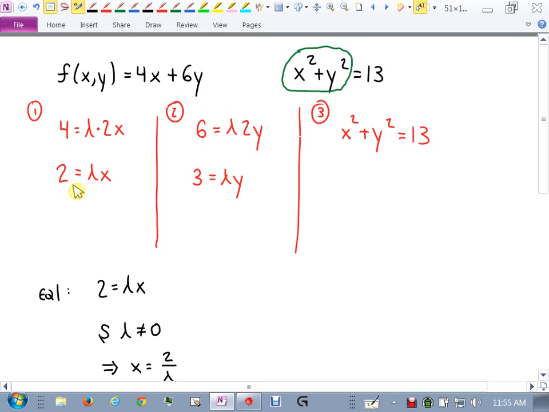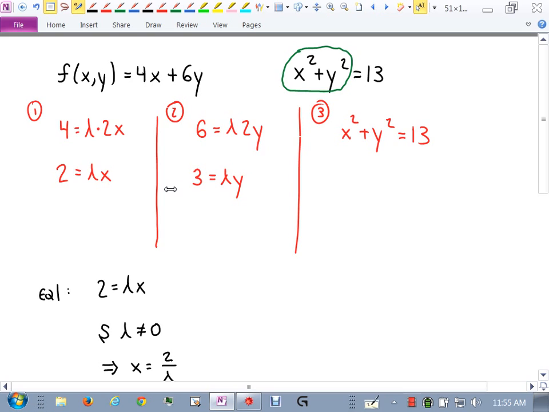If I would have solved this for lambda, then I would have got 2 over x, and I would have had to say, suppose x is not 0, then lambda is 2 over x. And then over here, I would have had to say, suppose y is not 0, and then divide, and I'd say lambda is 3 over y. So then I'd have lambda is 2 over x and 3 over y. So couldn't I set those equal to each other?